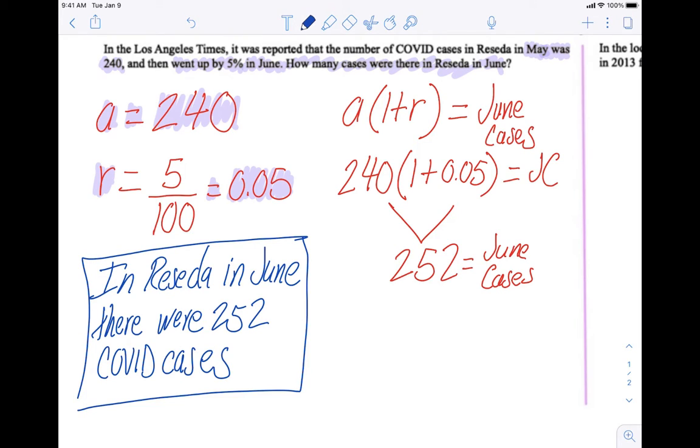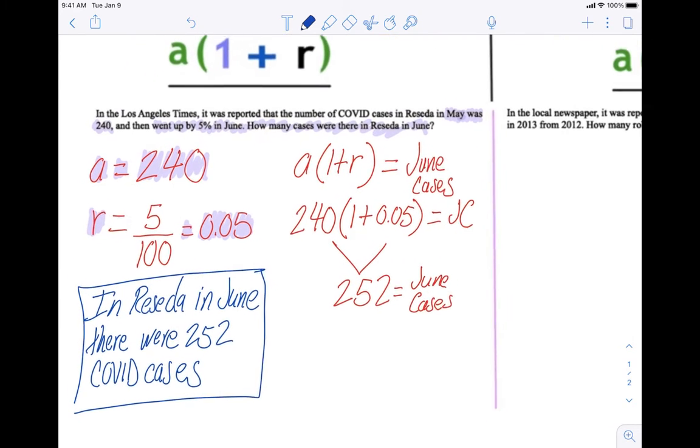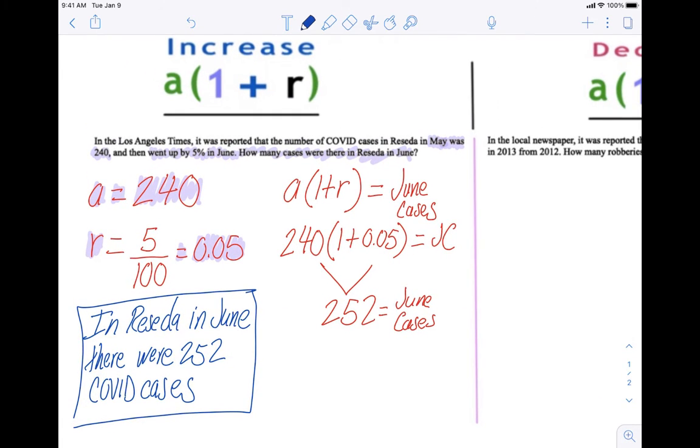Look at that. Perfect. So make sure everybody copies that down, please. Very good. Copy down everything. Good job, everybody. Right. So this was an example of an increase, right? It went up. The cases went up.